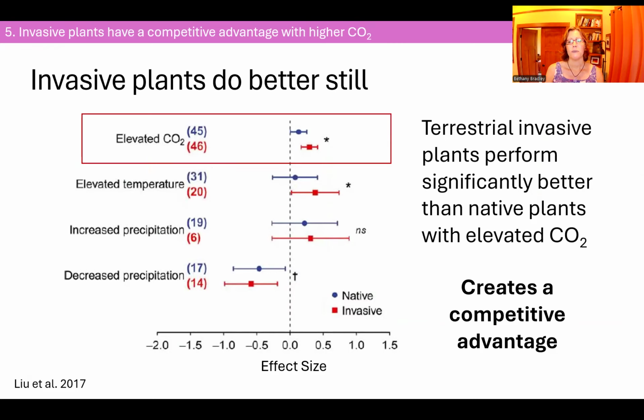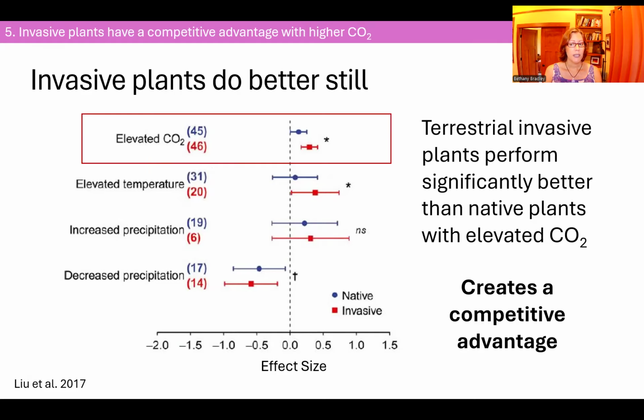But if we consider invasive species as a group, they tend to be one of the big winners with elevated CO2. So this is back to that meta-analysis that I showed you earlier for elevated temperature. And now I'm adding the other bar, which is for elevated CO2. What you can see is that if you look at the blue circle, native species are performing better, with their effect size barely crossing the zero there. So they're performing better with rising CO2. But invasive species, the red square up there, are performing even better than native plants.